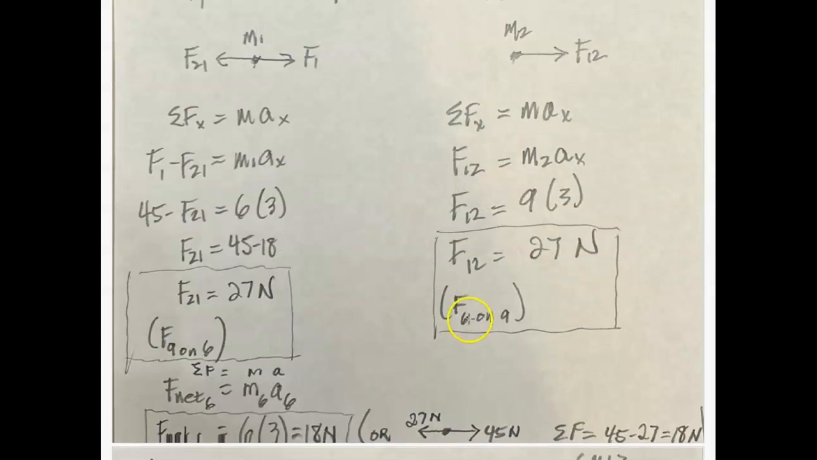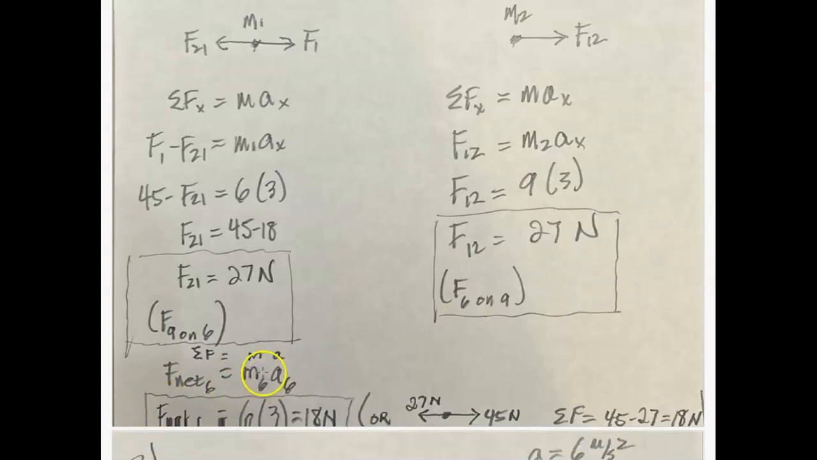So I'm going to look at block number 1, or the 6 kilogram block, and I know that its mass is 6 kilograms, and I know it's accelerating at 3 meters per second squared, so that tells me the net force acting on the block must be F equals ma, 6 times 3, or 18 newtons.